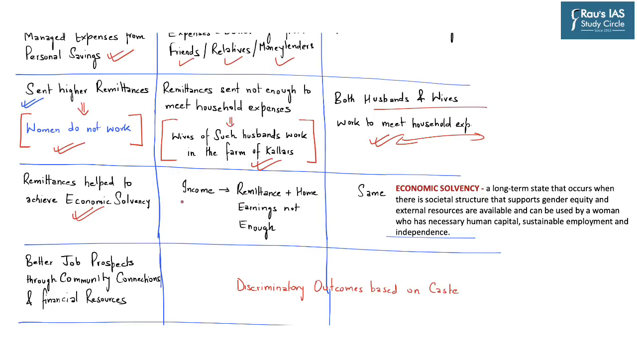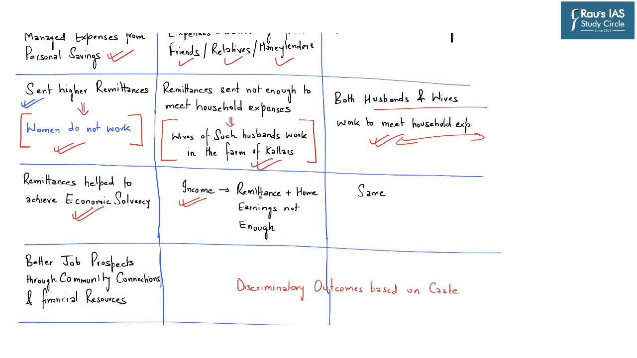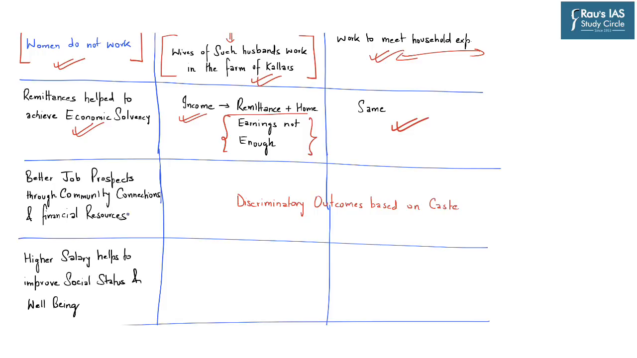However, income earned for the MBC and for the scheduled caste community through the remittances was not enough, and because of this, the woman had to work to meet the household expenses. And the same aspect was applicable also for the Parayar community. Now, the Kallar community, being the dominant caste, had better job prospects through better communication and also financial resources. But this was not so for people belonging to most backward class and scheduled caste.